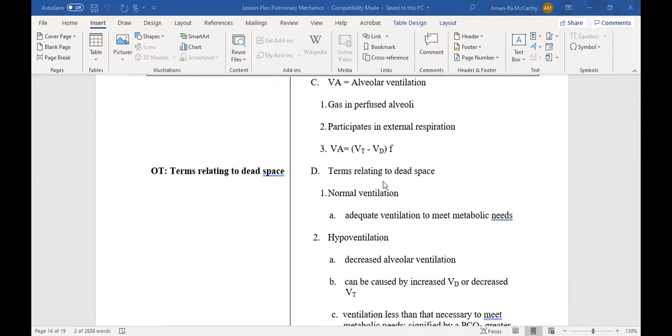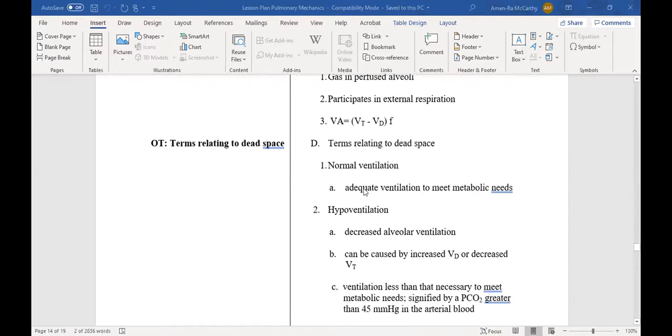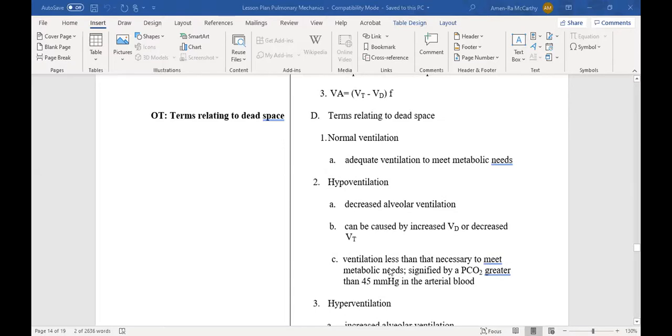Hypoventilation is a decreased alveolar ventilation, because it's not enough. That's not enough CO2 coming in to the alveoli to be blown out. So hypoventilation will cause a hypercapnia. It can be caused by increased dead space or a decrease in tidal volume. Either one can cause hypoventilation. If I start adding a lot of pieces to the circuit, that can cause it. Or if I slow their volume down, their tidal volume decreases, then it's going to be hypoventilation. Part C, you already know. With hypoventilation, you're going to have a CO2 greater than what?